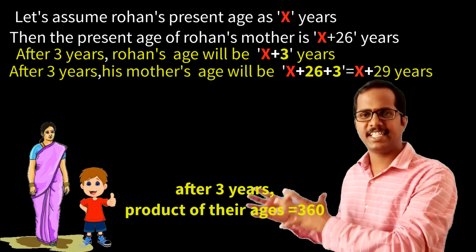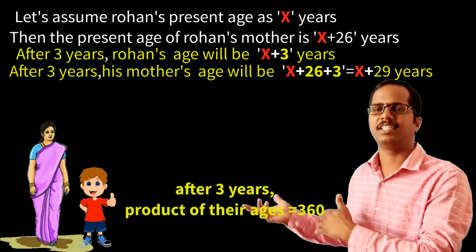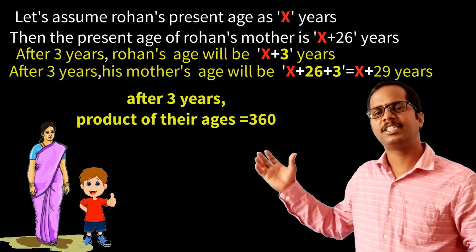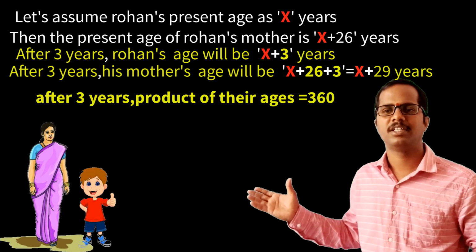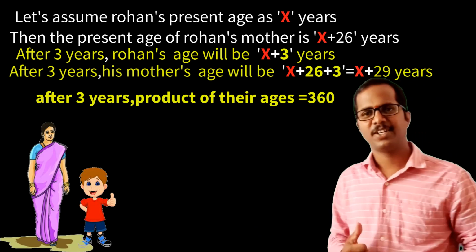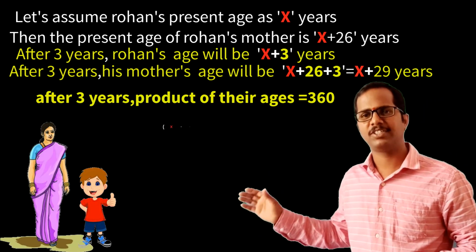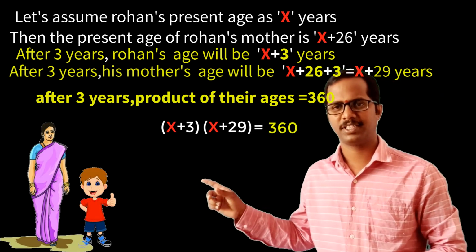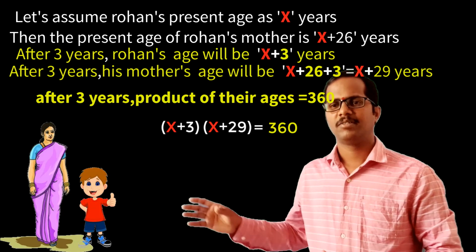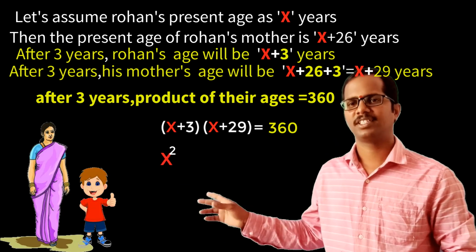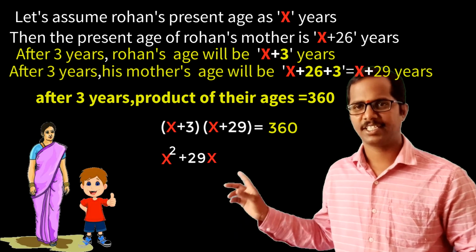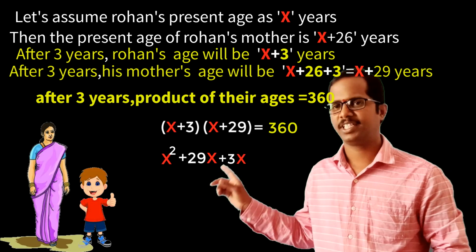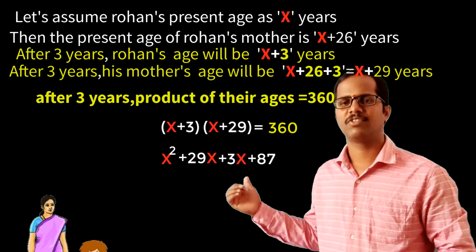Now we have the ages of Rohan and his mother after 3 years, that are x plus 3 and x plus 29. And the product of these is given as 360. So by doing this product, we get x plus 3 into x plus 29, which equals 360. Now let us multiply x plus 3 with x plus 29. By multiplying, we get x into x, x square, plus x into 29, 29x, plus 3 into x, plus 3x, plus 3 into 29, we get plus 87, which equals 360.